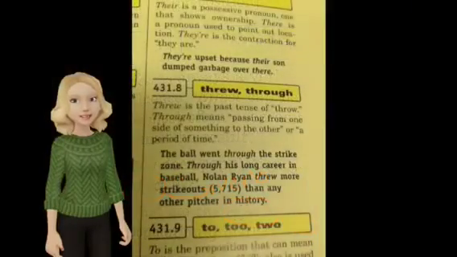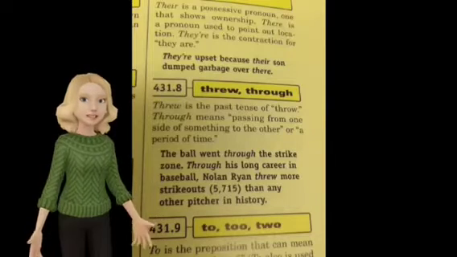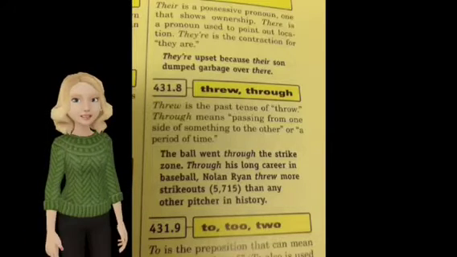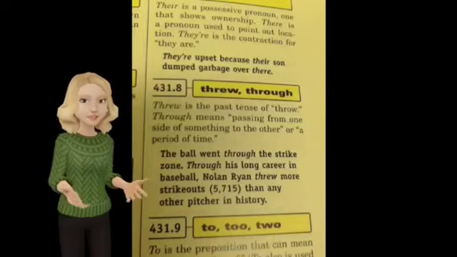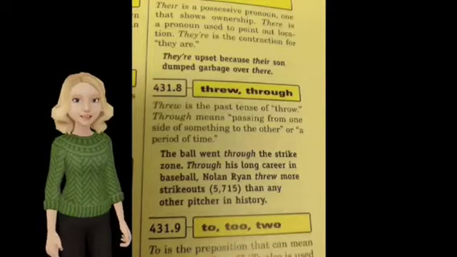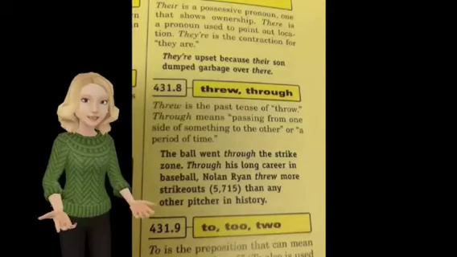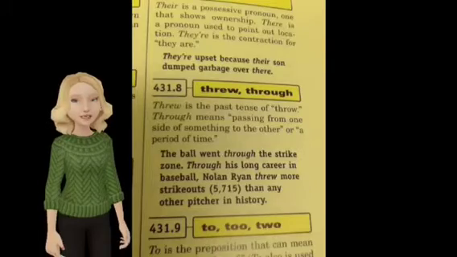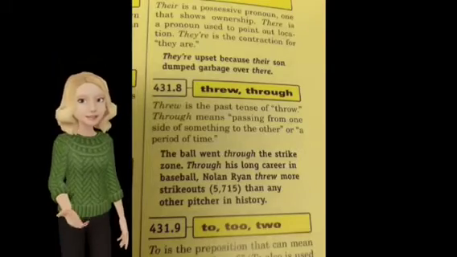The next commonly confused words are threw and through. THREW is the past tense of throw. THROUGH means passing from one side of something to the other, or a period of time. So we would say the ball went through the strike zone, THROUGH. Or we would say Nolan Ryan threw more strikeouts, THREW.